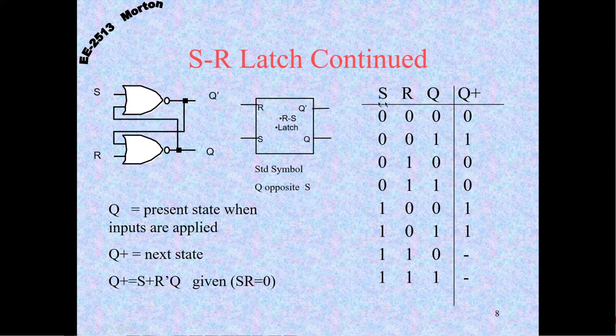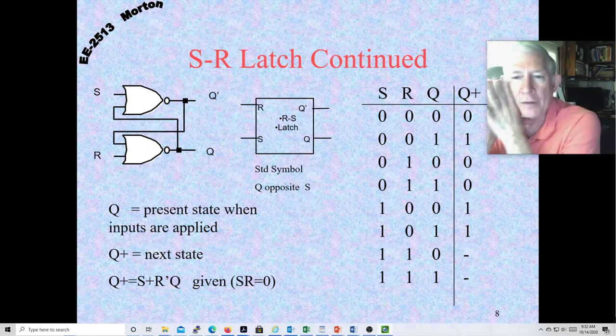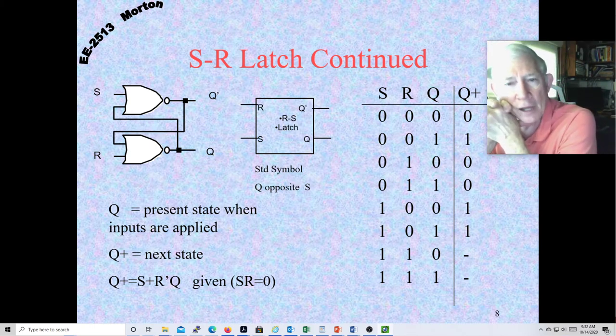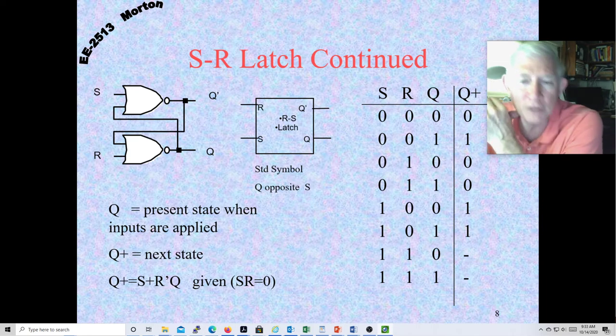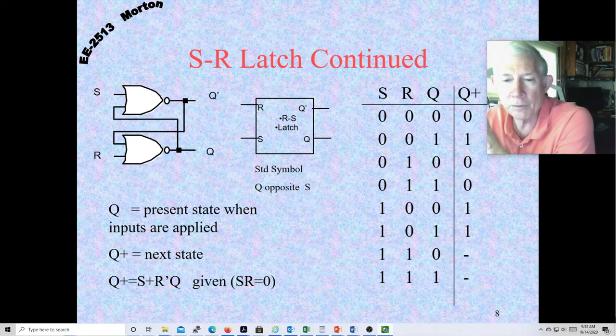All right, well anyway, now we have a different table over here, and I want you to pay attention to this. Notice that in this table we have this new symbol called Q plus. Now Q plus is what's called the next state. So we have the present current value of Q, and then we have what happens to Q given new inputs. So if S is 0, R is 0, and Q is 0, then Q isn't going to change. If Q is 1, it'll stay 1. But if we have S is 0, R is 1, and Q is currently 1, then it is going to switch to 0. And if we have S is 1 and Q is currently 0, it's going to switch to 1.